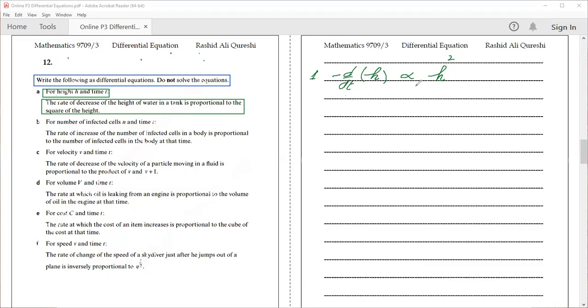And we know that when we have to remove the sign of proportionality in physics, chemistry, as well as mathematics, you have to put one constant of proportionality. So you have dh by dt. The sign of proportionality will be removed with the sign of equality, k times h square, where k is the constant of proportionality. You have to mention this.